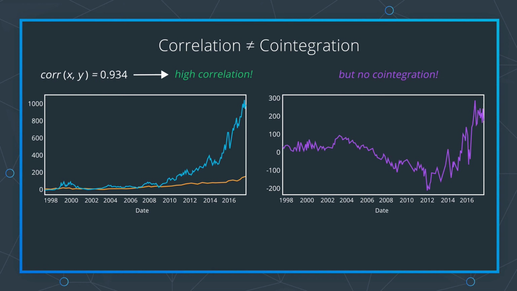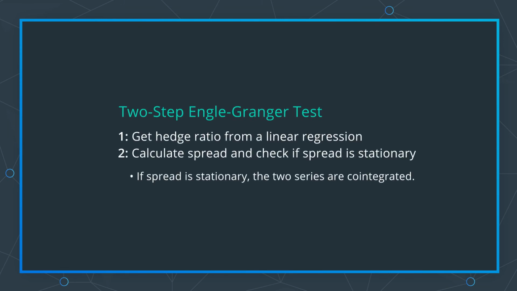For pairs trading, we want to find pairs of stocks that are co-integrated. The method for checking if two series are co-integrated is called the Engle-Granger test. The Engle-Granger test involves two steps that we saw previously. 1. Find the hedge ratio using regression. 2. Calculate the spread and test if the spread is stationary. If the spread is stationary, then the two series are co-integrated.